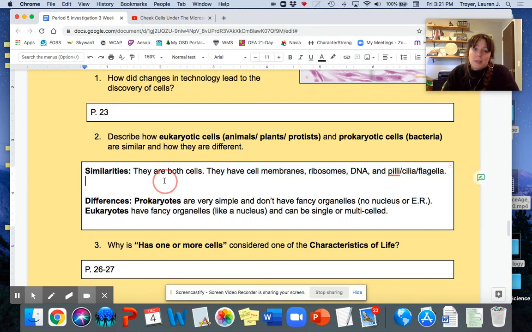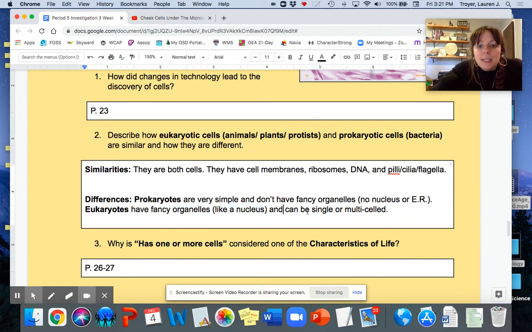But there are some big differences. Prokaryotes are very simple. They don't have any fancy organelles. They don't have a nucleus. They don't have an endoplasmic reticulum. The eukaryotes, like us, you have fancy organelles in your cells. What's an organelle? It's a tiny little organ, a tiny little structure. Like the nucleus, that's an organelle.